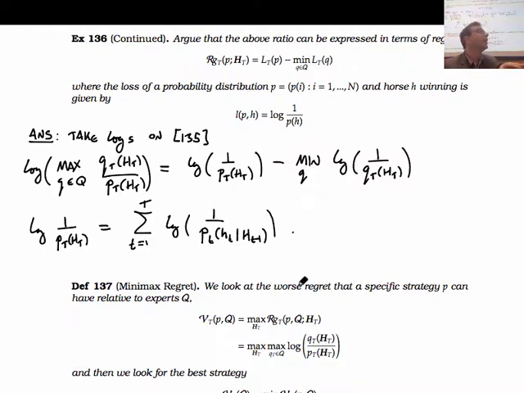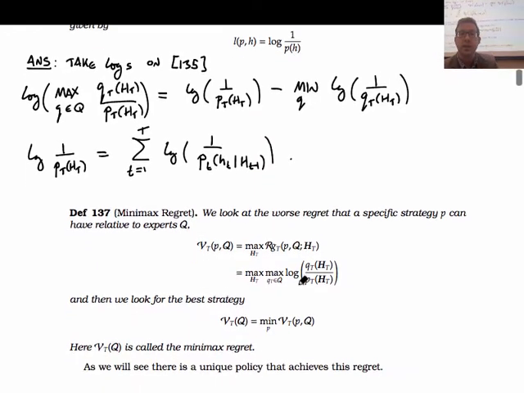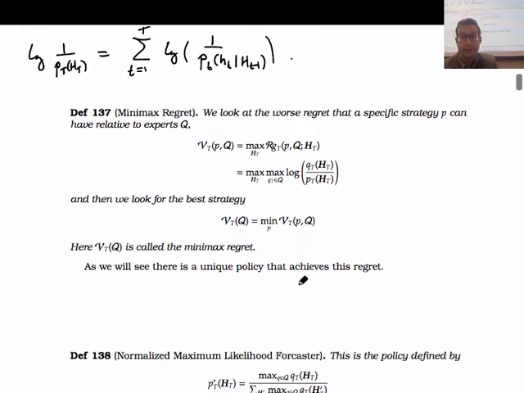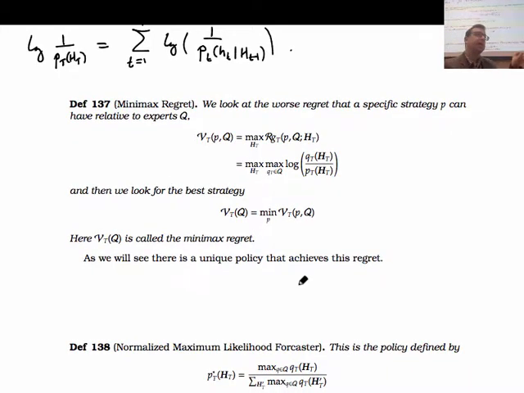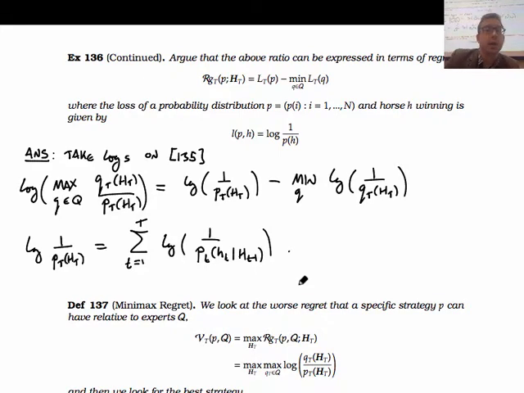So what that's saying is if I want to compare the amount of money, the amount of wealth that I gained relative to someone else, so how well I was doing compared to someone else, I can phrase this in terms of regret. Now, we're going to look at a specific type of regret here, which is called the minimax regret. That regret was just for a specific outcome from the horse races, h_t.